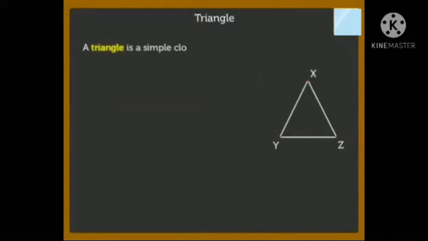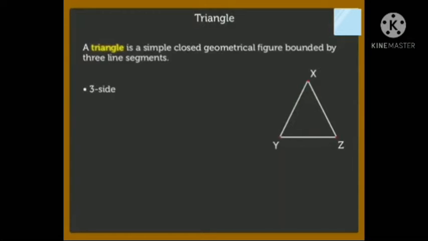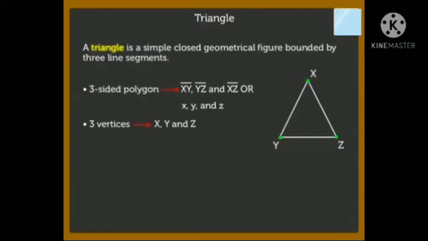Triangle. A triangle is a simple closed geometrical figure bounded by three line segments, that is, a three sided polygon: side XY, side YZ and side XZ, or it can also be represented by small letters x, y and z. It has three vertices, that is X, Y and Z. It has three angles like angle X, angle Y and angle Z.